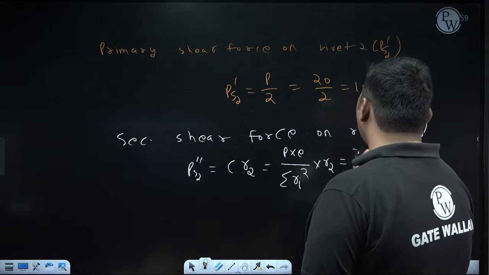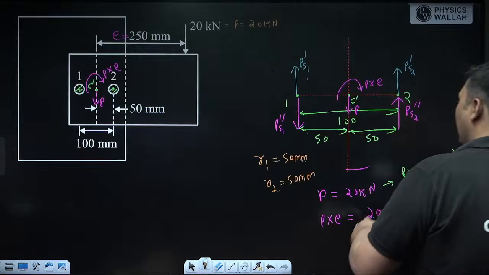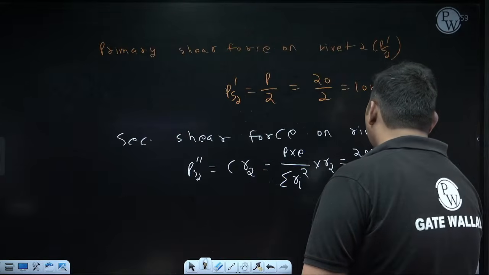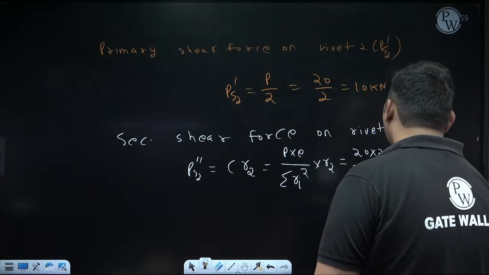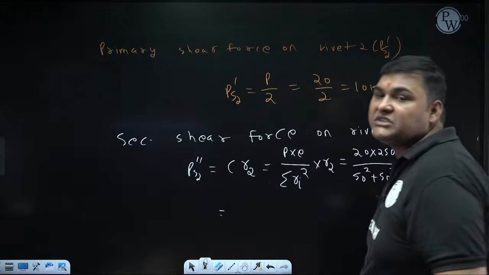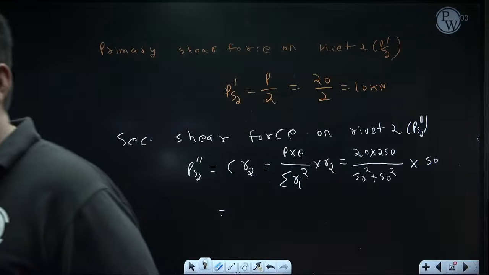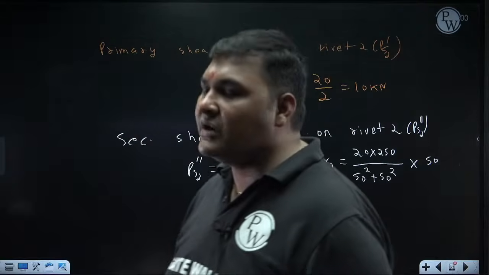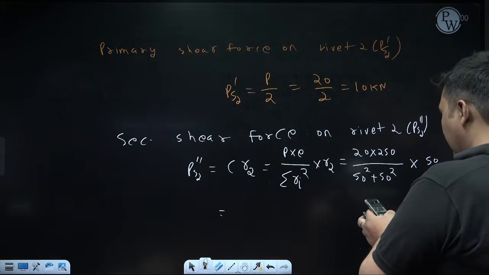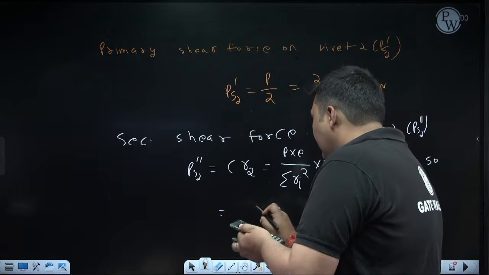Now out of P into E, P is 20 kilonewton, E is 250, divided by summation of Ri square. Here 2 rivets are coming now, 1 and 2. So it will be R1 square plus R2 square. R1 is 50, so 50 square, plus R2 is also 50, so 50 square, into R2 on the upper side, which is 50. So from this we can calculate the secondary shear force of the worst loaded rivet. How much is it coming? 20 into 250 divided by 50 square plus 50 square into 50. Is it coming 50 kilonewton?